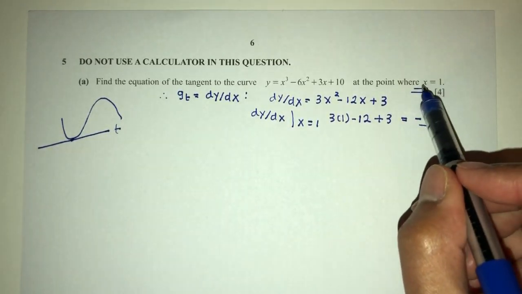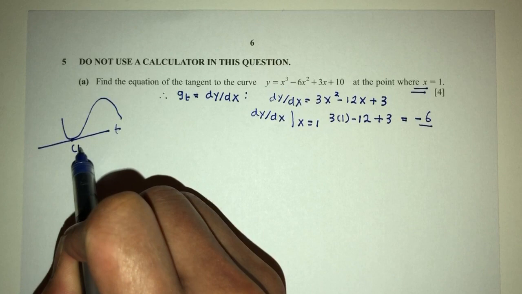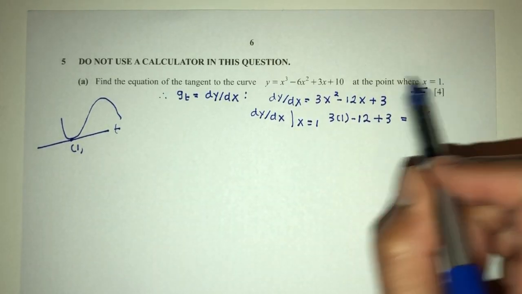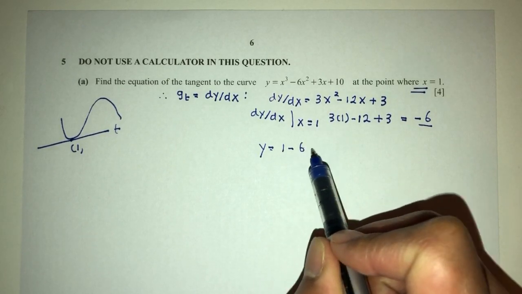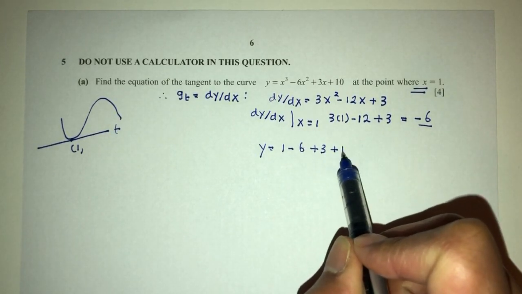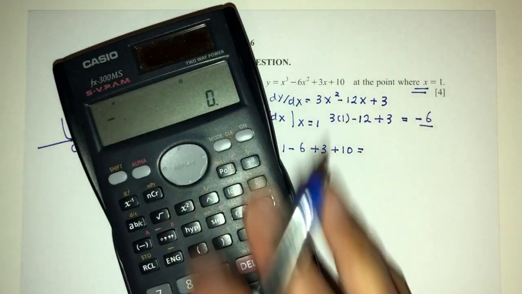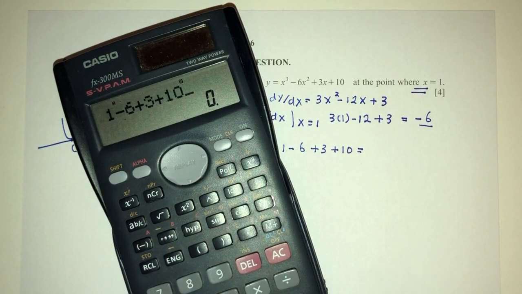Now, we know the x value, so this is 1. But what is the y value? Replace back in your main equation. So y will be 1 minus 6 plus 3 plus 10. Okay, 1 minus 6 plus 3 plus 10, that will be 8.